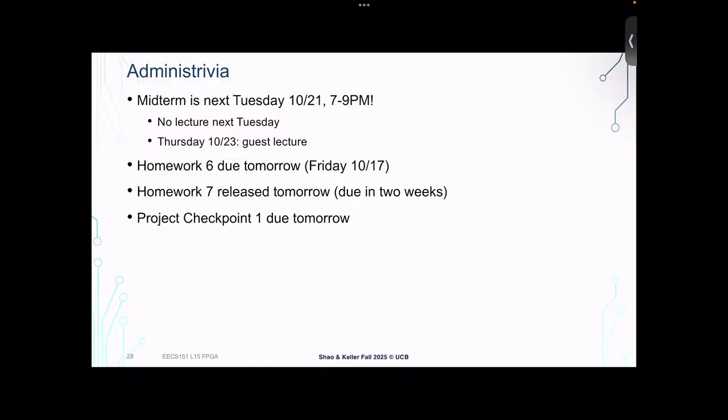Yes, I believe homework 6 is on topic, specifically in scope for the midterm. Yeah, it doesn't have any logical effort problems. Okay, any other administrative questions?